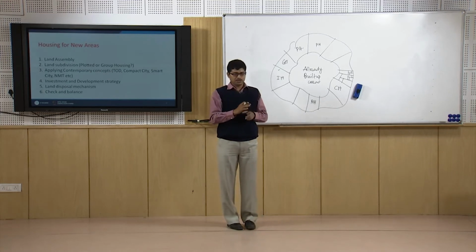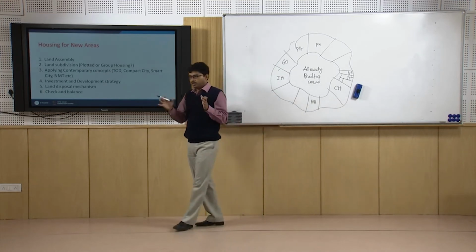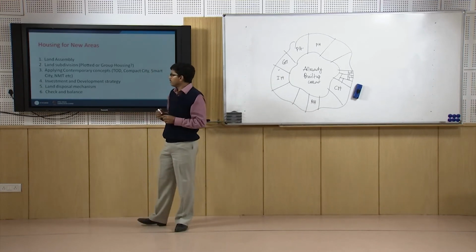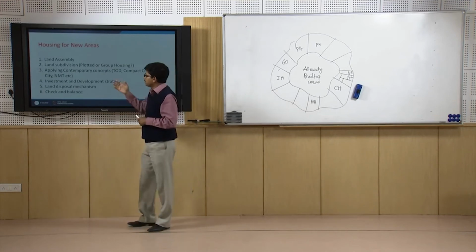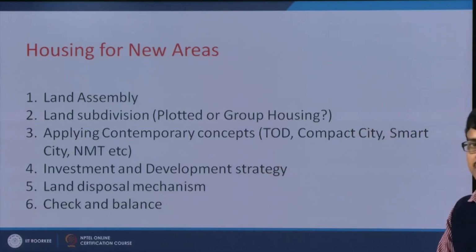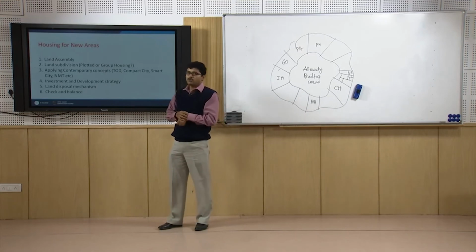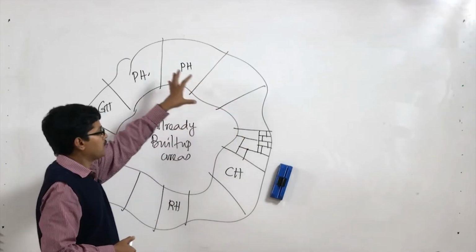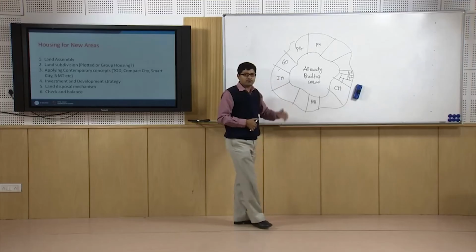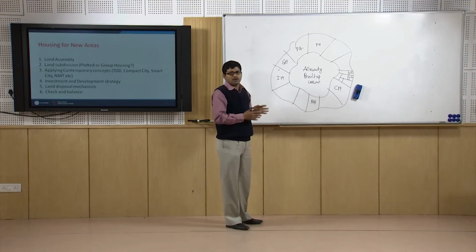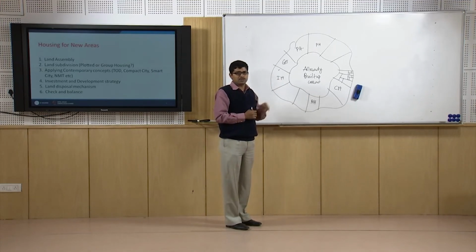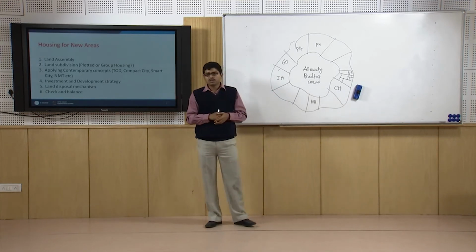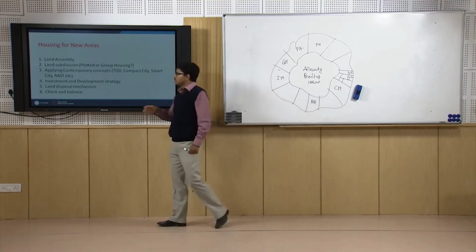Land subdivision is basically the scientific method by which we subdivide a bigger chunk of land into smaller plots for further development. Then we can use contemporary concepts like transit oriented development, the compact city, smart city, non-motorized transportation, in the land subdivision. Some of the pockets could have different concepts. Maintaining the overall concept and vision of the city development plan and housing strategy, if any concepts are prevailing there, we could integrate them in the land subdivision also.